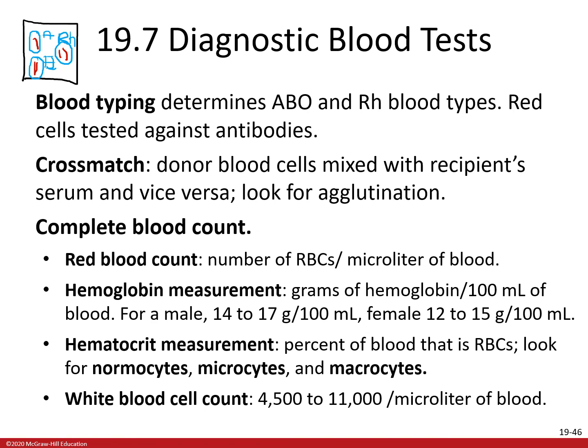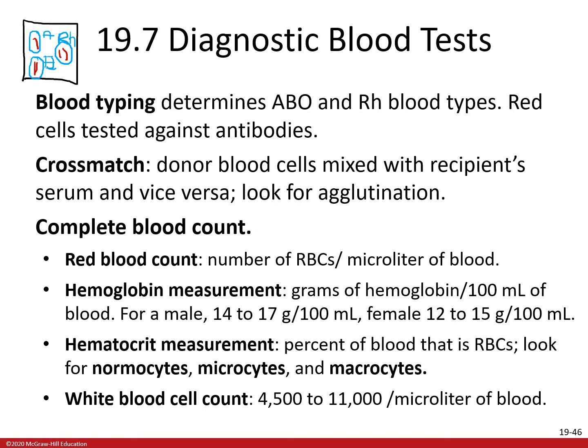Next is going to be cross-matching. That is where we have a donor blood's cells mixed with recipient's serum and vice versa, which is going to then look for agglutination, just like blood typing is. You are looking for a reaction, and that reaction is going to tell you whether or not that person's blood contains the antigens that can be agglutinated with those antibodies.